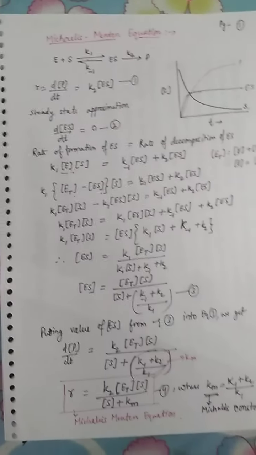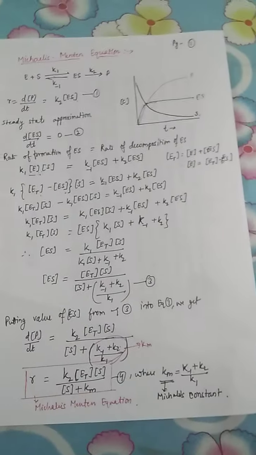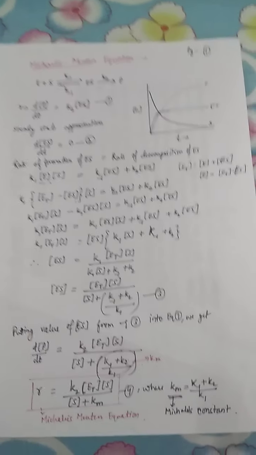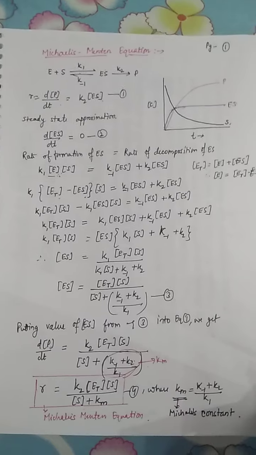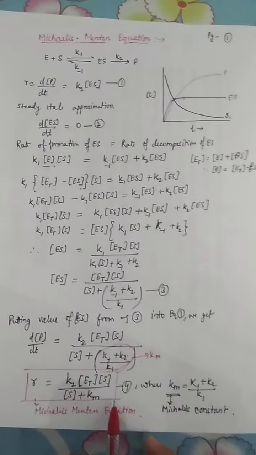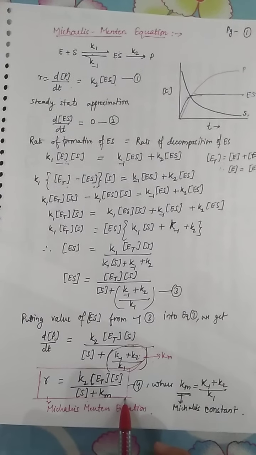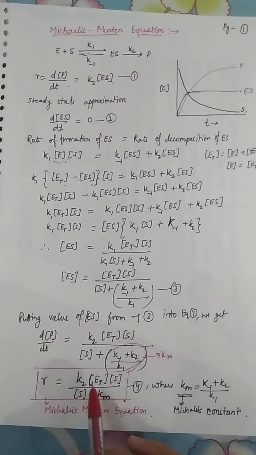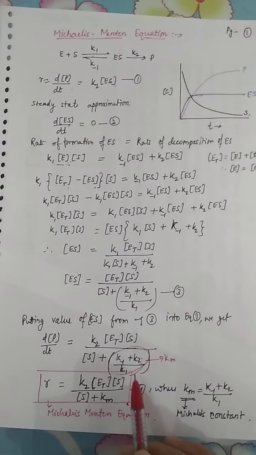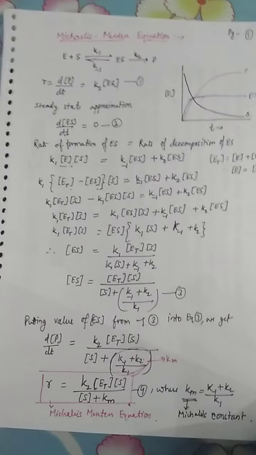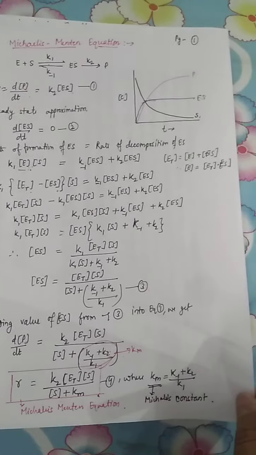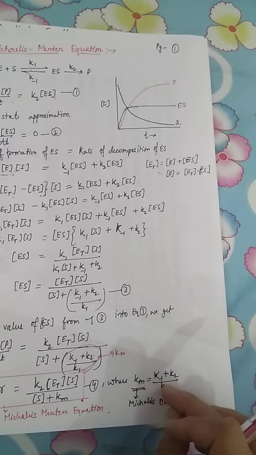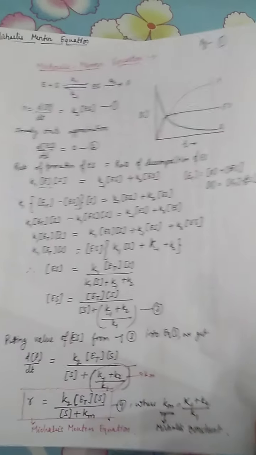So this is the Michaelis-Menten equation, which we studied in the earlier class, and in continuation with that class we will be further studying this topic. So this was the final equation we got, where the rate of the reaction was equal to K2, total enzyme concentration, into concentration of substrate, divided by substrate concentration plus the Michaelis constant, where the Michaelis constant was equal to K inverse plus K2 divided by K1.